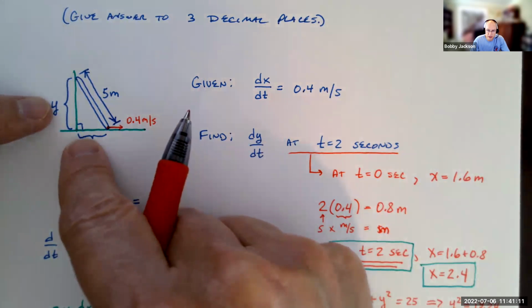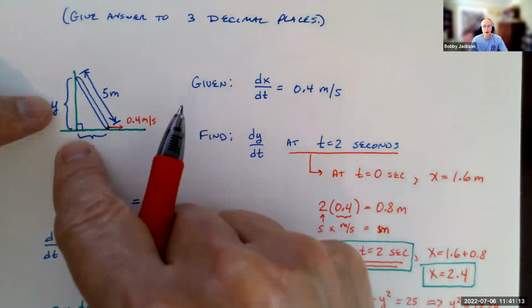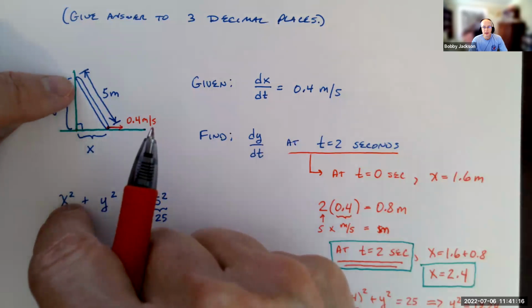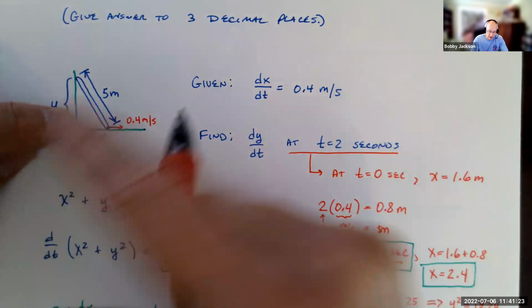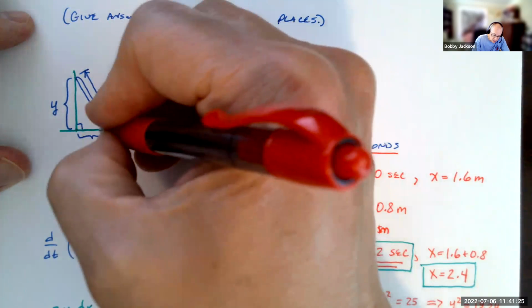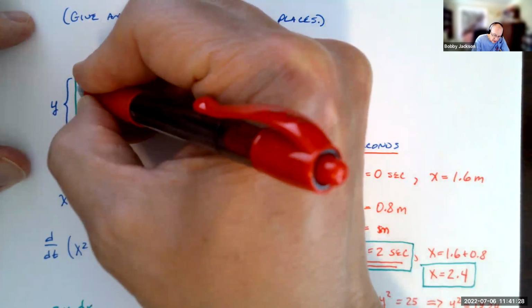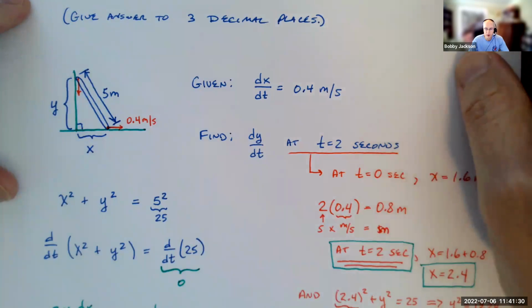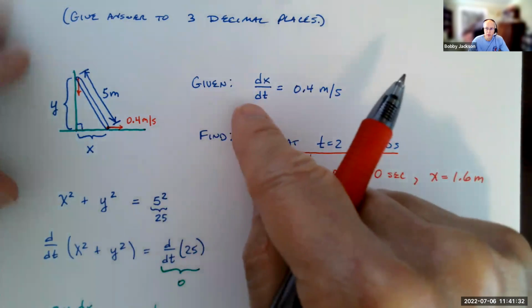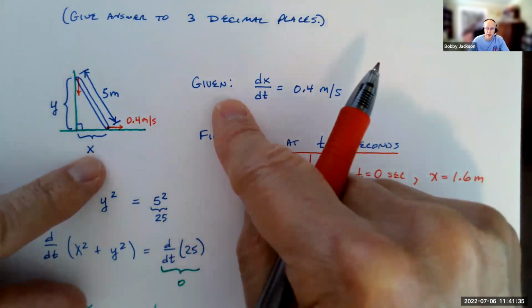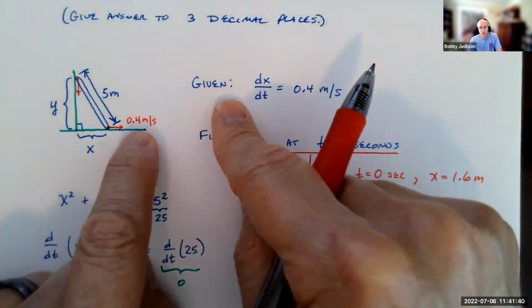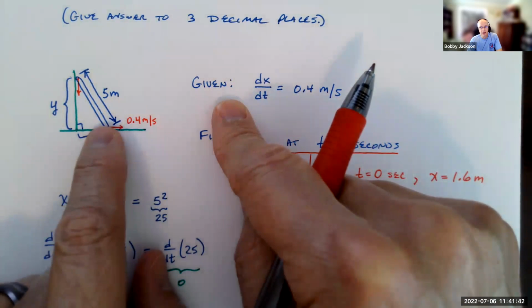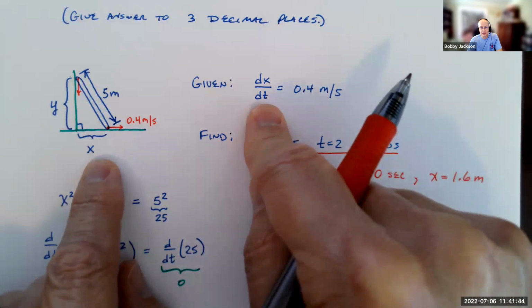So I'm going to let x be the distance that the bottom of the ladder is from the wall, and y be the distance that the top of the ladder is, or the height that the top of the ladder is above the ground as it slides down the wall. Okay, so obviously as the bottom goes to the right, the top here is going to have to slide down this way. Okay. All right, so what are we given? What rate are we given? Well, we're told that the rate of change of x with respect to time is 0.4 meters per second, same as the velocity of that bottom of the ladder, right? So that's dx/dt, right?